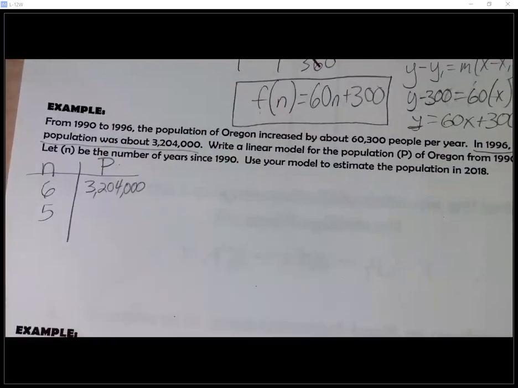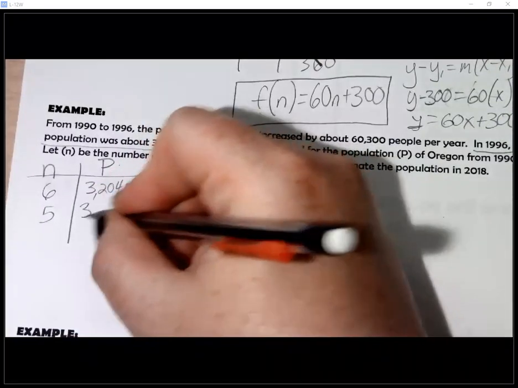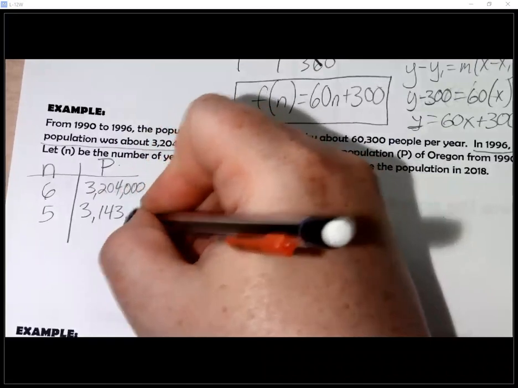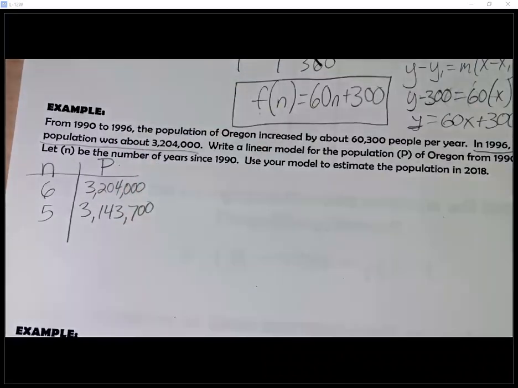You with me? So let's see. 3,204,000. Let's subtract off 60,300. I get the following. 3,143,700. I told you, big numbers, but still, whatever. I can handle a big number. I got a calculator right here. It does all the heavy lifting for me. But does this make sense where I got this point from? Okay.